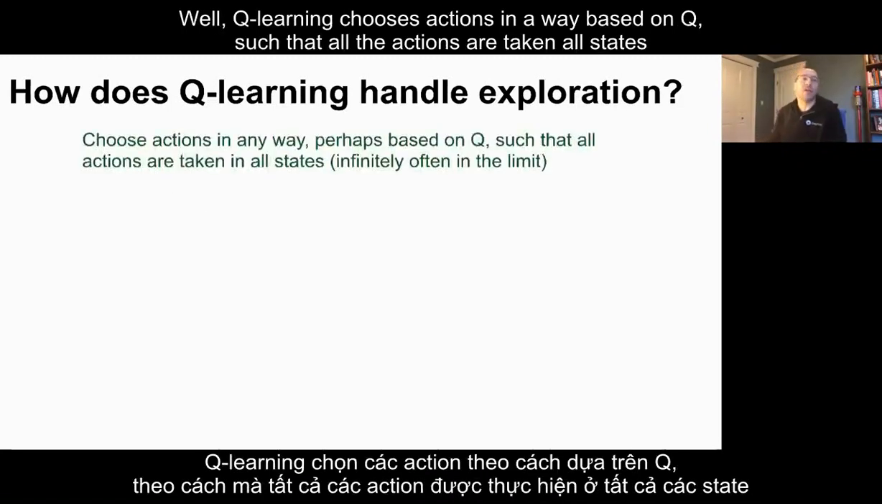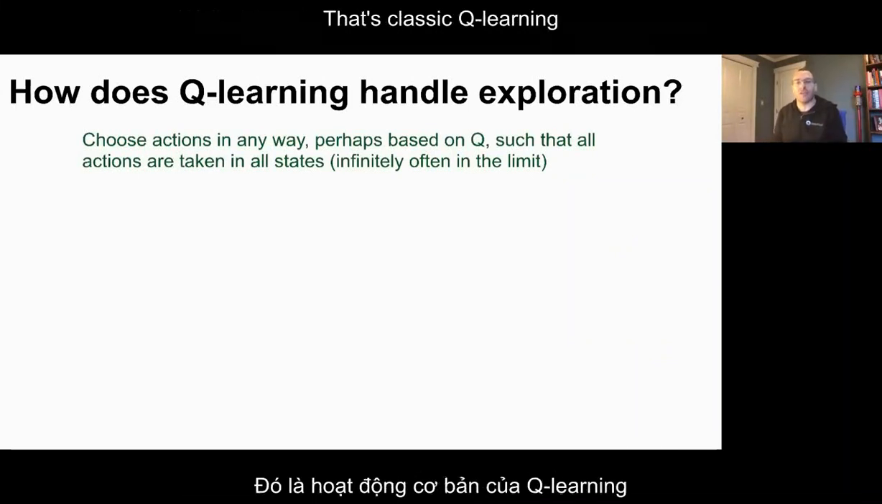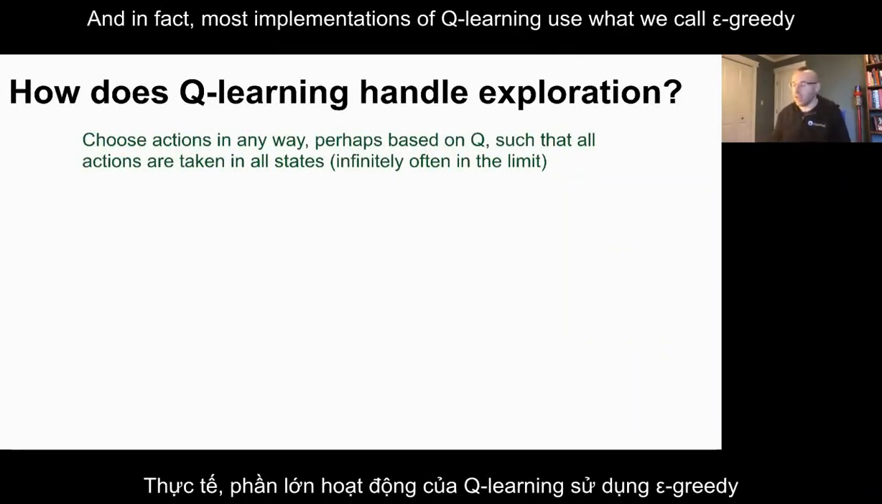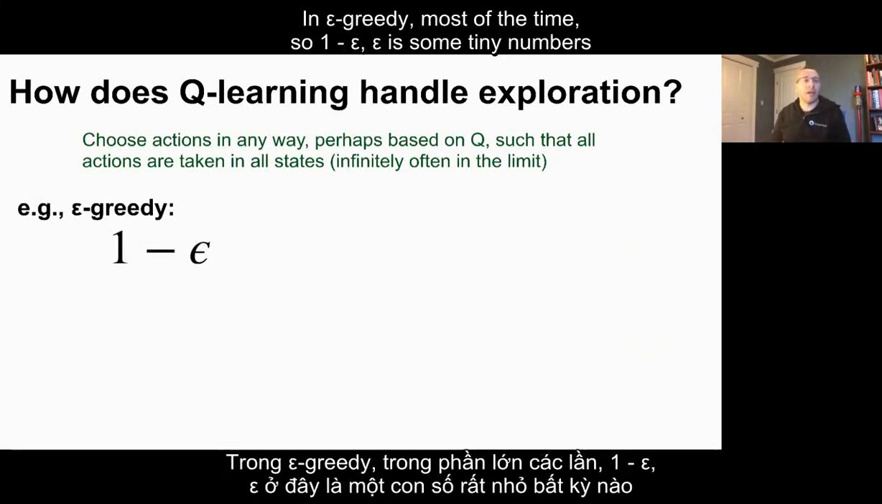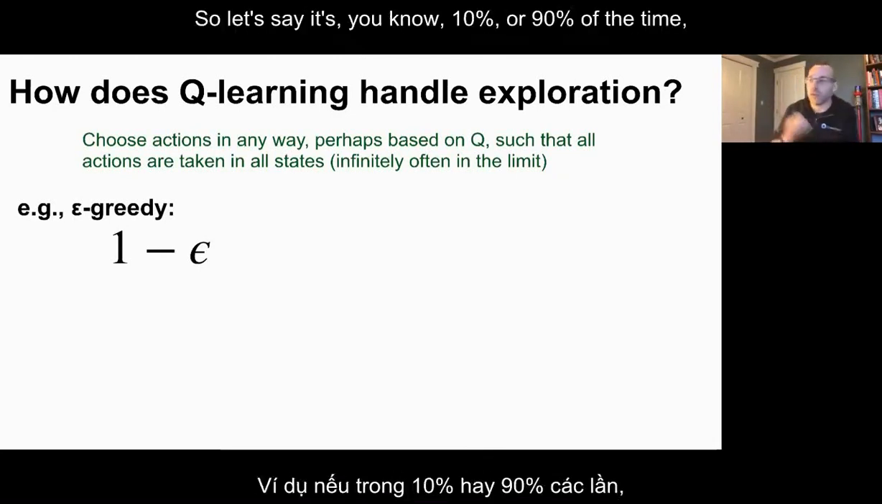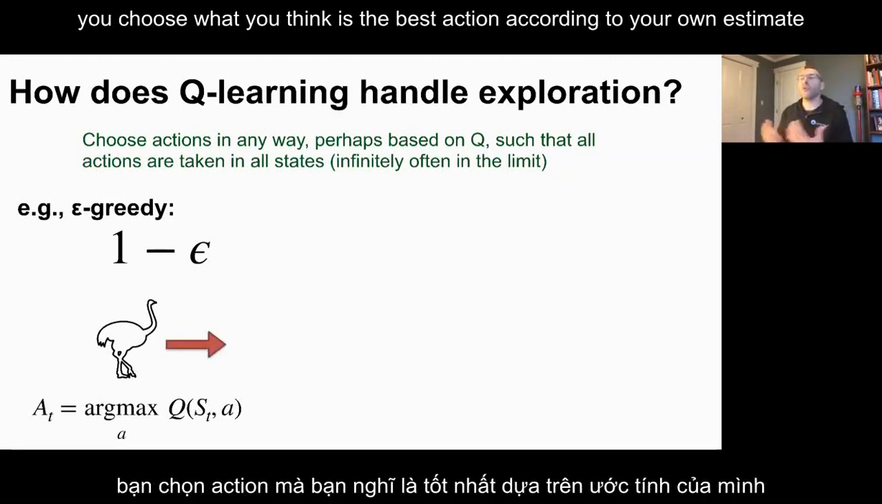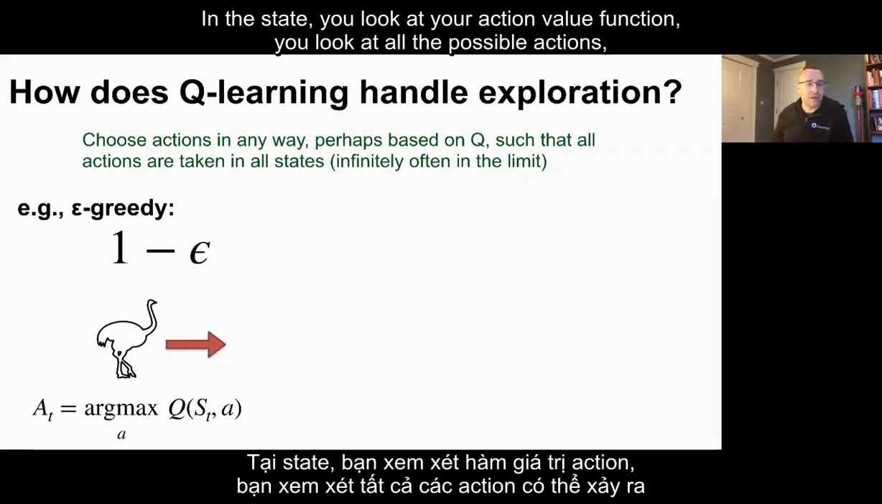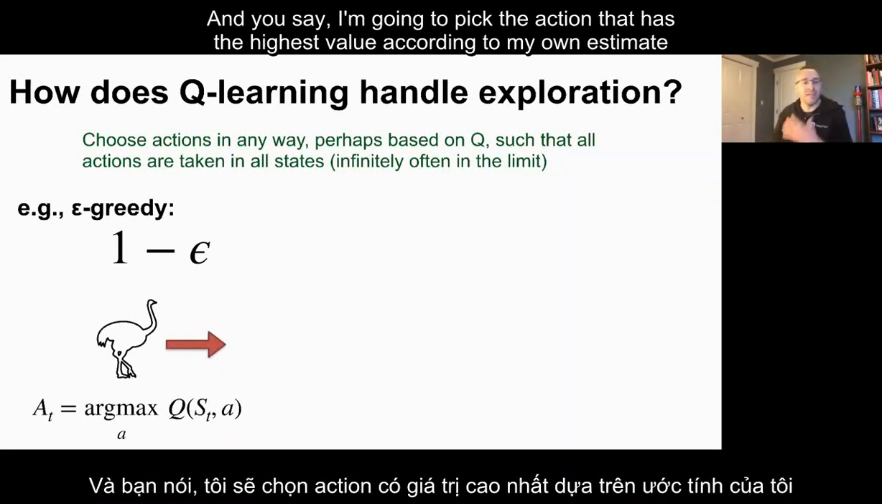Well, Q-learning chooses actions based on Q such that all the actions are taken in all states. That's classic Q-learning. In fact, most implementations of Q-learning use what we call epsilon greedy. In epsilon greedy, most of the time, so 1 minus epsilon, where epsilon is some tiny number, let's say 10%, so 90% of the time, you choose what you think is the best action according to your own estimate. In the state, you look at your action value function, you look at all the possible actions, and you say, I'm going to pick the action that has the highest value according to my own estimate.